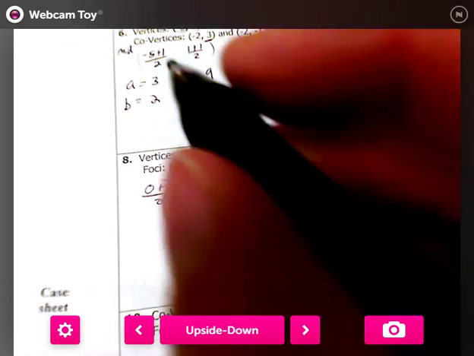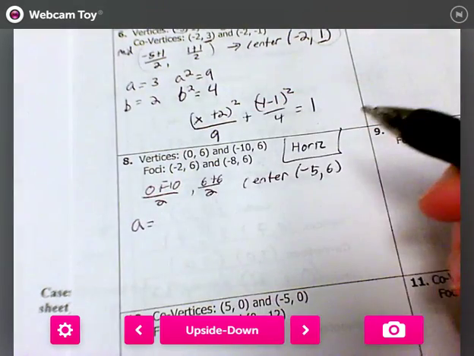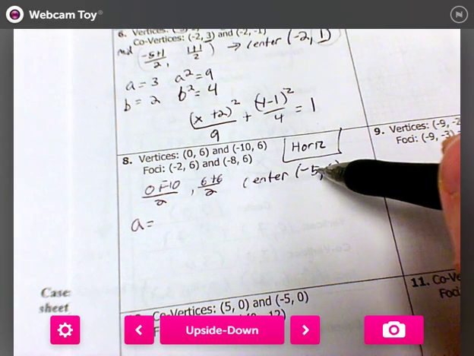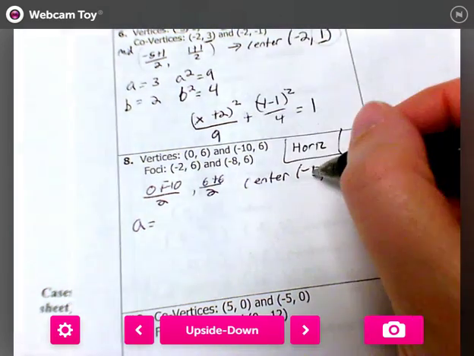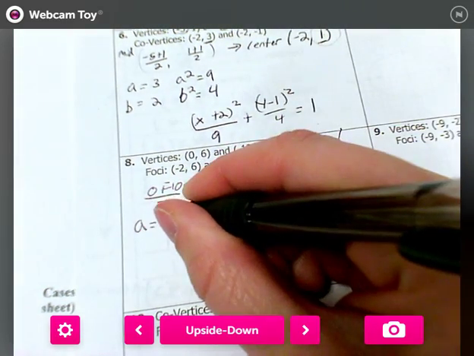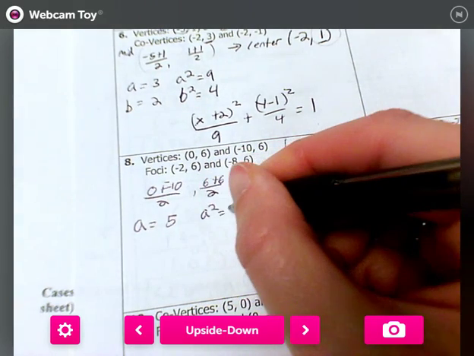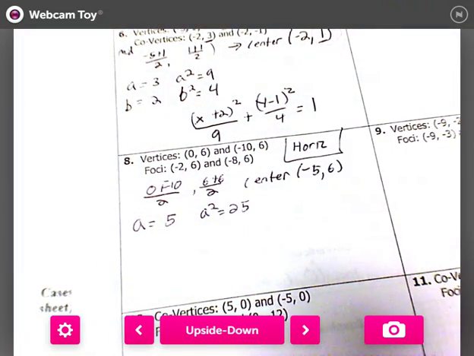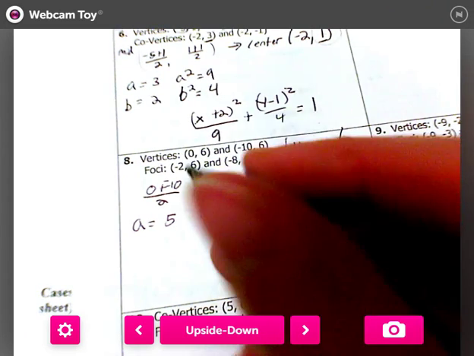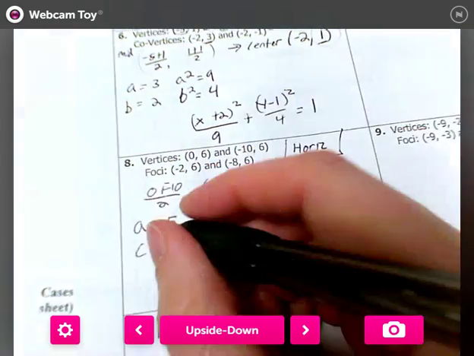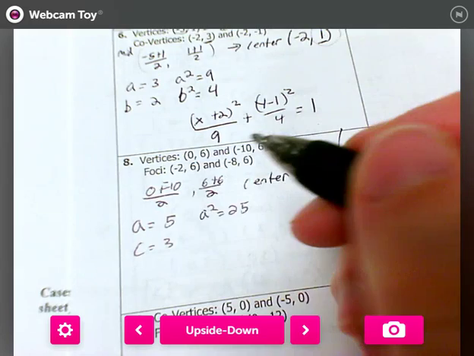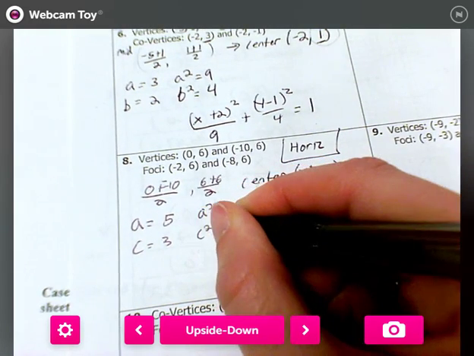Okay. My a value is going to be my vertices distance. So that means it's going to be 5. -5 to -10 is 5. So a squared gives us 25. Now, we can find c, we just can't find b yet. Because for c, from -5 to -8 is 3, or from -5 to -2 is 3. And c squared gives me 9.